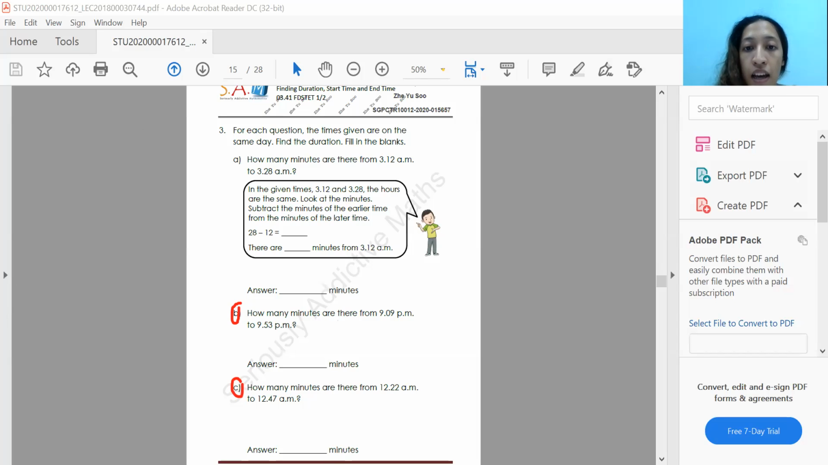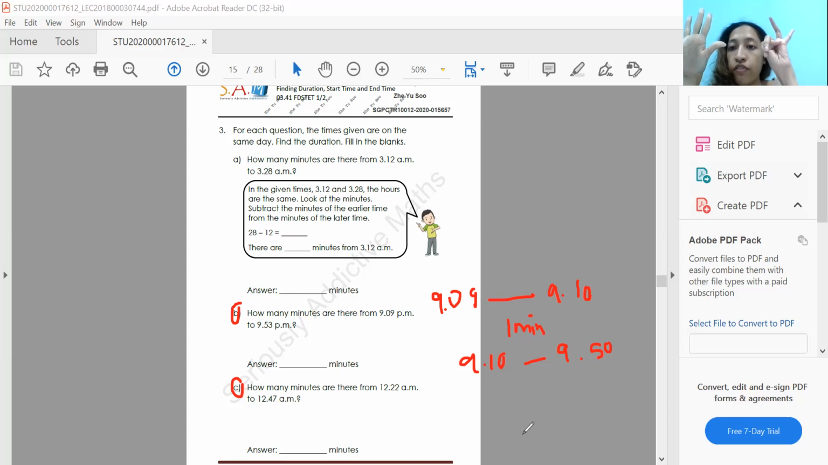Let's do our timeline. Let us do 9:09 to 9:10 first, okay? That would be 1 minute. Now from 9:10, let's go all the way to 9:50. How many minutes is that? 10, 15, 20, 25, 30, 35, 40, 45, 50. So that makes up 40 minutes.